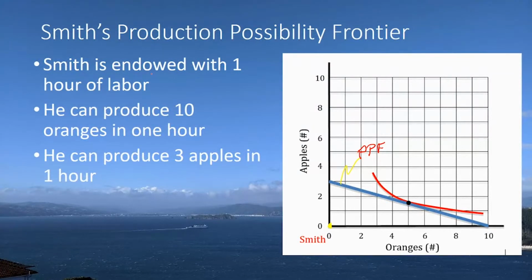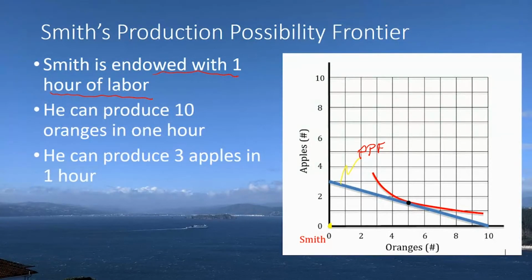We're going to imagine first up here that Smith is endowed with 1 hour of labor. So rather than giving Smith 10 oranges at the outset, we're going to give Smith an hour of labor to work with. And that hour is just a made-up number. It could be 10 hours or 8 hours for a working day. It could be a week. It could be a month.